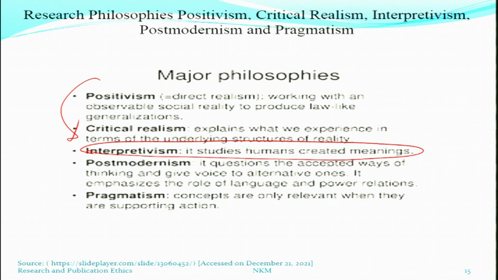When we come to the idea of pragmatism, pragmatism is a kind of utilitarian way of adopting a perspective in research. It is based on problem solving. Concepts are only relevant when they are supporting action. So with action theory and problem-solving theory in research, if you want solutions from your research, then you adopt pragmatism.